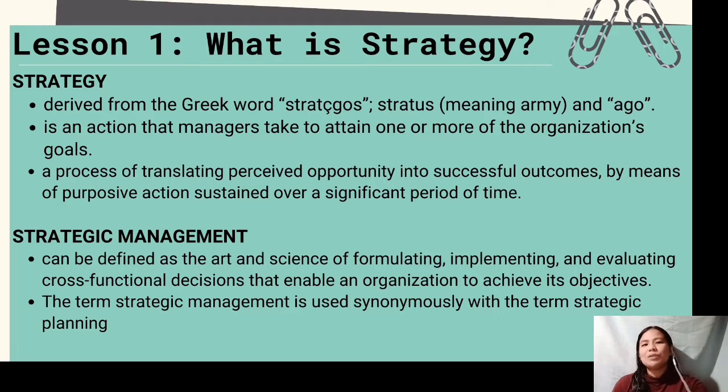So let's proceed to strategic management. So we know now what strategy is. Let's go to strategic management. Let's define first what strategic management is. Strategic management can be defined as the art and science of formulating, implementing, and evaluating cross-functional decisions that enable an organization to achieve its objectives. The term strategic management is used synonymously with the term strategic planning.